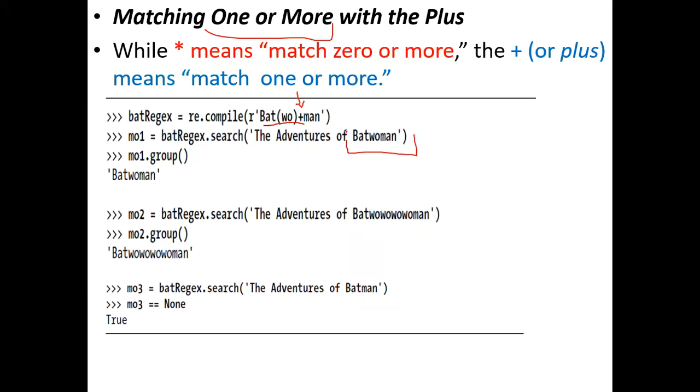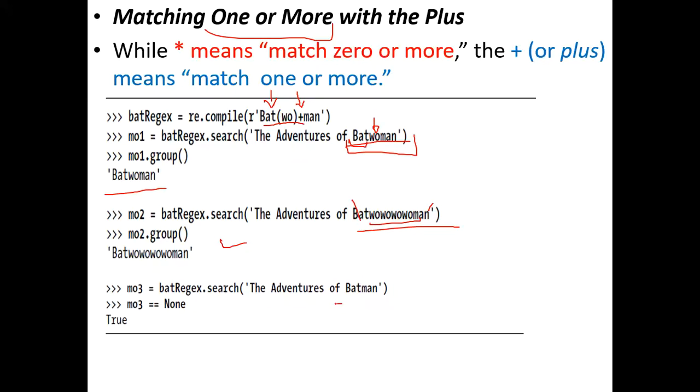Here the word bat, yes, it begins with bat, and after that WO is present, at least 1 time. Because of that, it is going to match, and the group output will be Batwoman. Here also it has matched: it has started with bat and ended with man, and in between it has repeated 1, 2, 3, 4 times, so here also it matched.